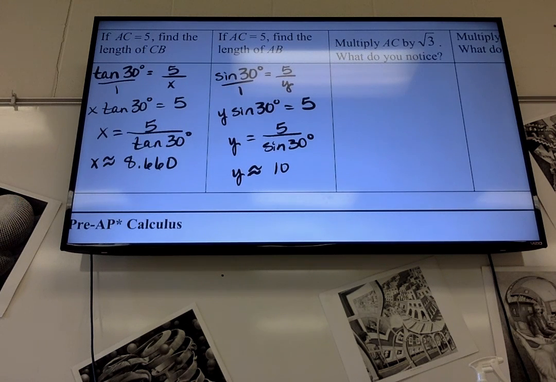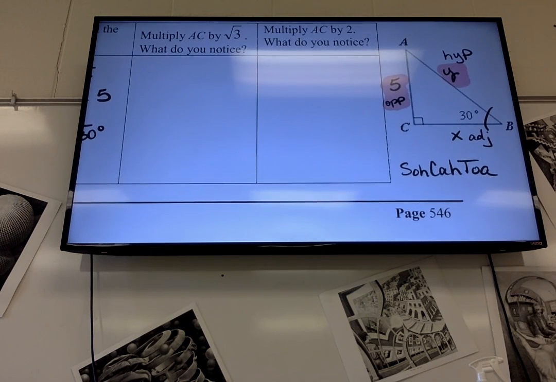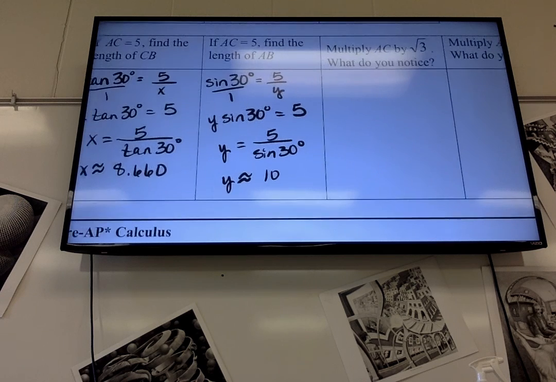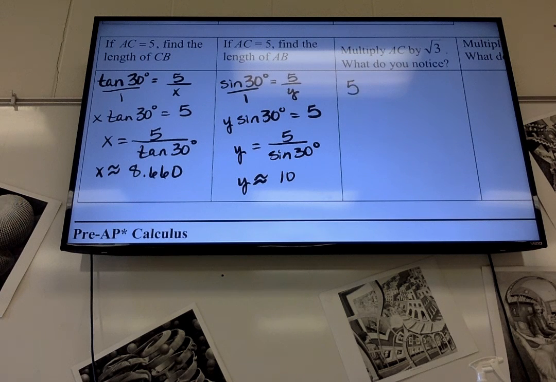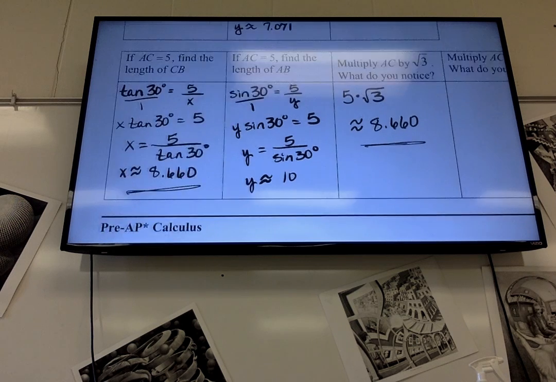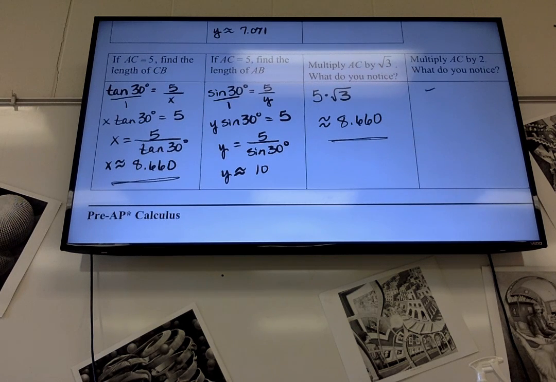Okay, it says multiply AC by the square root of 3. So AC we found to be 5. So if we take 5 times the square root of 3, what do you get? Anybody? Yeah, notice. And then multiplying AC, which is 5, times 2. We can do that one in our head. What's that one? That's 10. Notice.